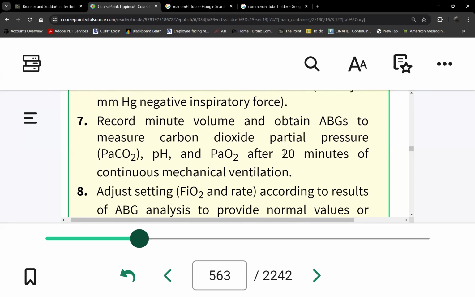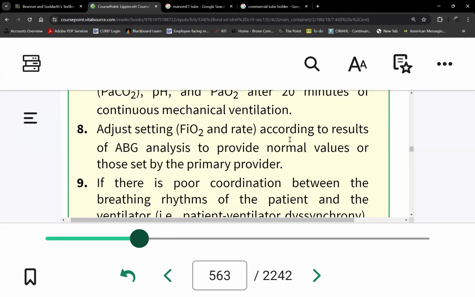And then you do ABGs, because remember, these patients are intubated and sedated, so they can't tell you anything. So always look at behavior. If you have doubts, then draw an ABG to be sure.